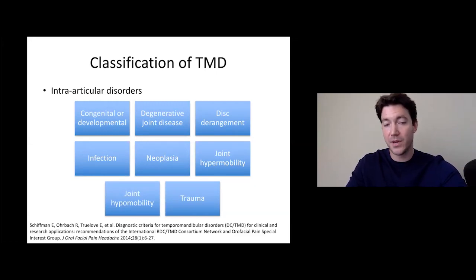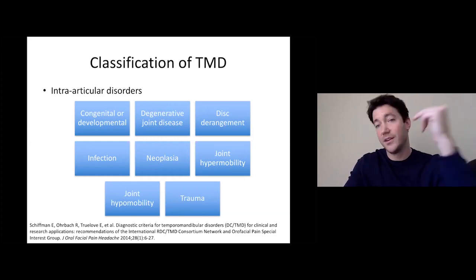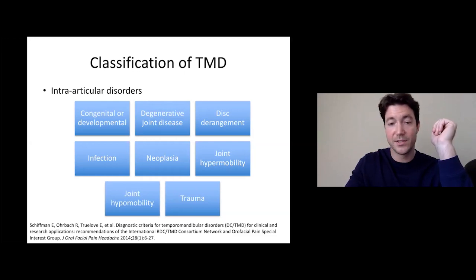Joint hypomobility would be something more like ankylosis that can be either a true or a pseudo ankylosis, whether it's a fibrous ankylosis or a bony ankylosis between the joint and, let's say, the zygomatic arch, which can develop after a traumatic incident where the patient has a fracture, for example, of the zygomatic arch, and then with the lack of mobility of the jaw afterwards, you can develop a bony bridge between the condyle and the zygomatic arch.